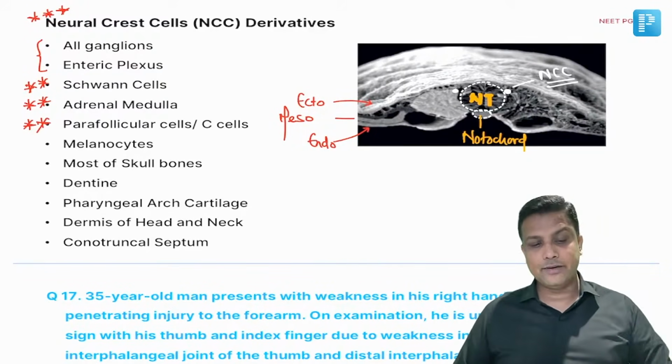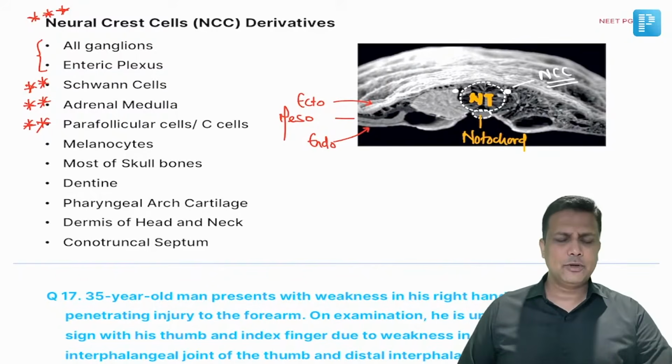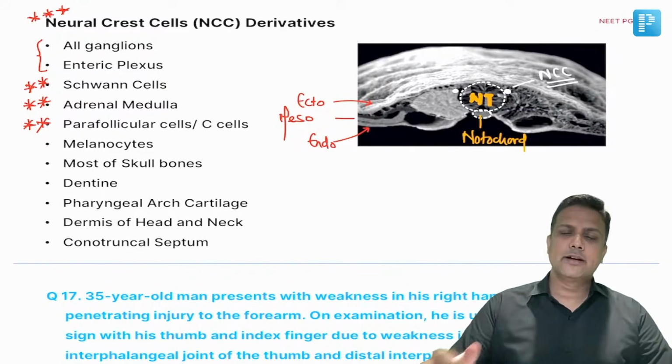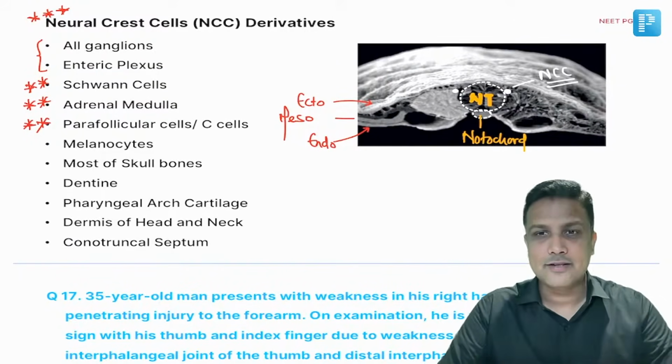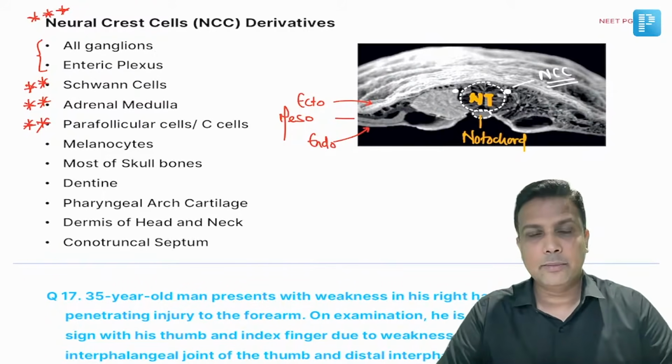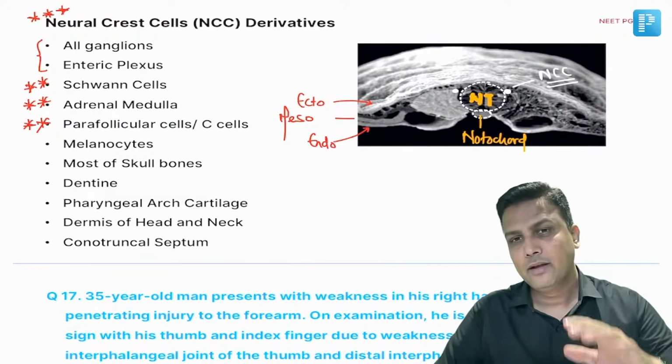In certain books, it is given wrongly. I mean to say the MCQ guides and all. In certain books, it is given wrongly that the parafollicular cells are derived from ultimobranchial body. Remember, my dear friends, it's a wrong thing.